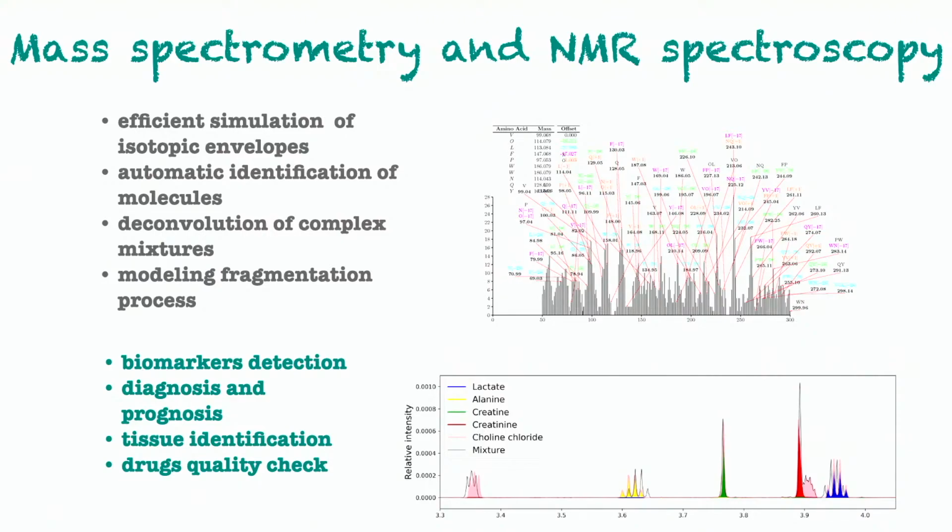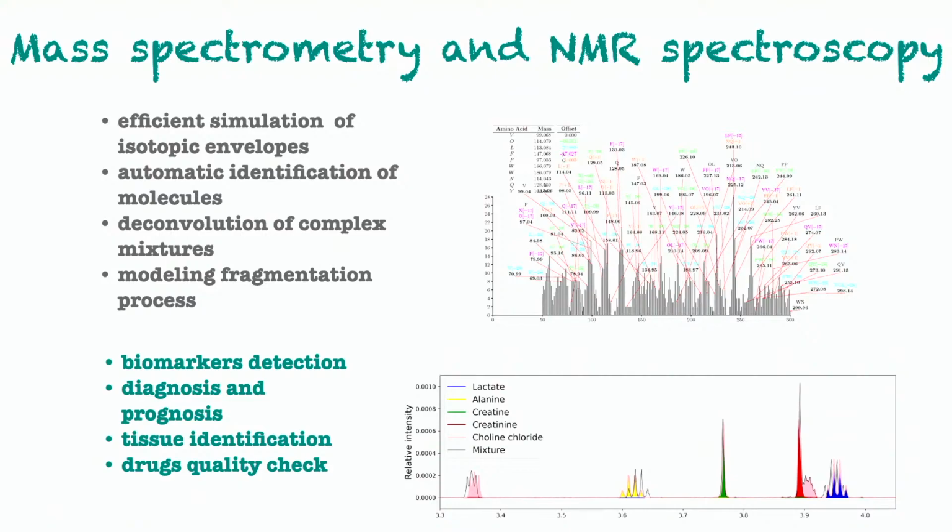In my group, we have been developing, for already about 10 years, algorithms for the analysis of mass spectrometry data. We proposed several algorithms for the simulation of spectra. It means if you have a molecular formula of a particle, you can, of course, take a population of these molecules, put it into the mass spectrometer, and look at the experimental spectra.